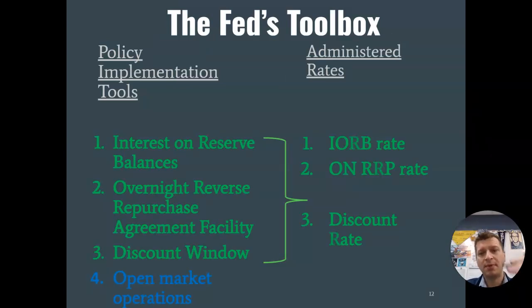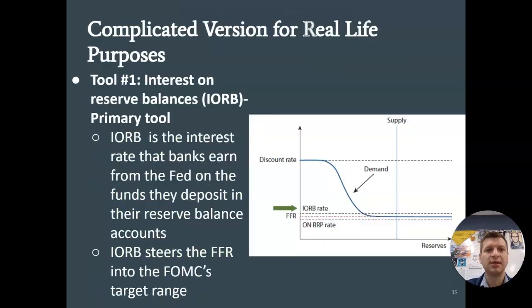The main policy tools of the ample reserves regime, you have four. You have the interest on reserve balances, the IORB rate comes from that. You have the overnight reverse repurchase agreement facility, the ON RRP rate is going to be associated with that, and the discount window, which we've already talked about, and the discount rate evolved with that, and open market operations. So we're going to talk about each one of these things.